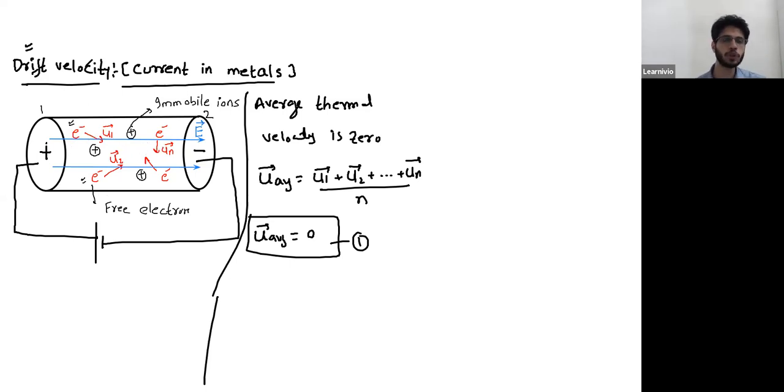This field will push every electron. We have done that the force on a charged particle in an electric field is QE. So this field will push each electron in a direction opposite to that of the electric field. Each of these electrons will experience a force Fe in a direction opposite to that of E.